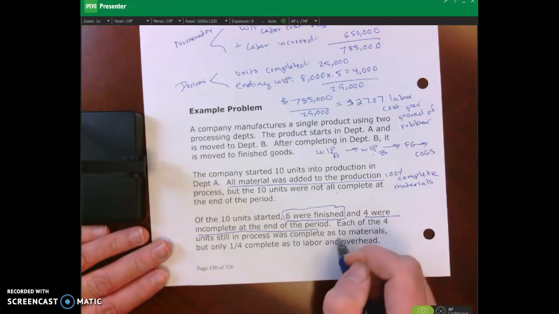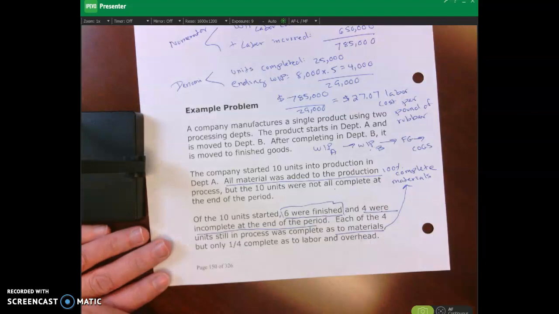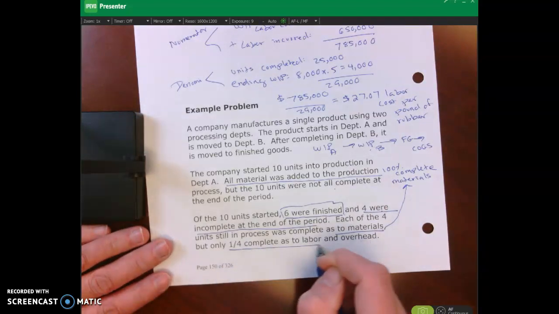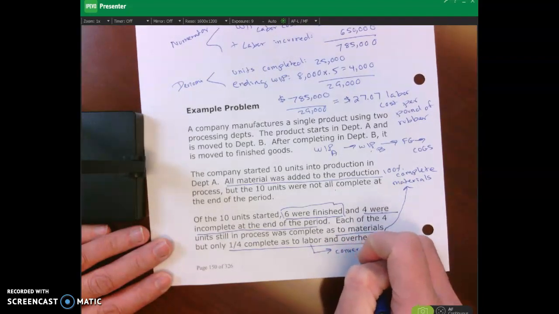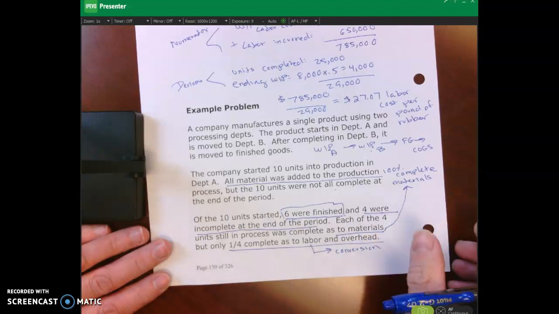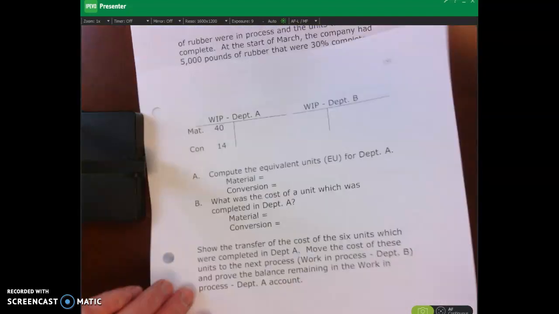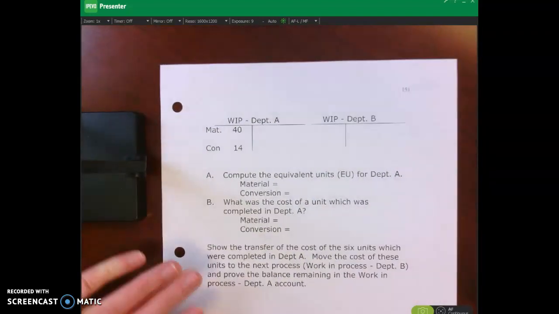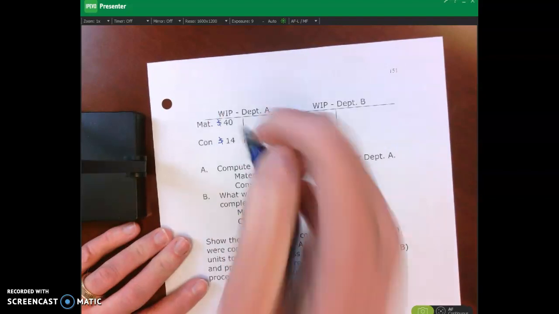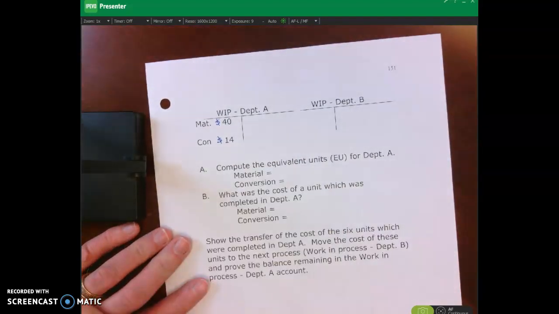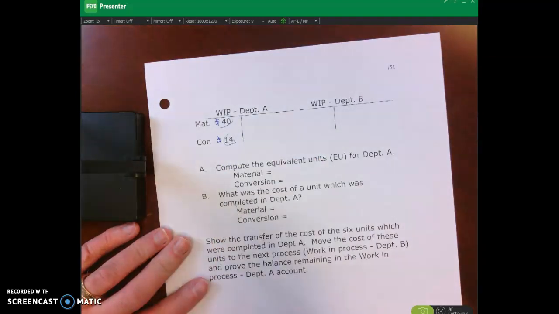Each of these 4 is complete with respect to materials, and that's because materials are added at the beginning of production, but only 25% complete with respect to labor and overhead, which we know is called conversion cost. Okay? So, we have over here on page 151 our T accounts, $40 materials, $14 for conversion for Department A. This is our numerator for materials. This is our numerator for conversion.